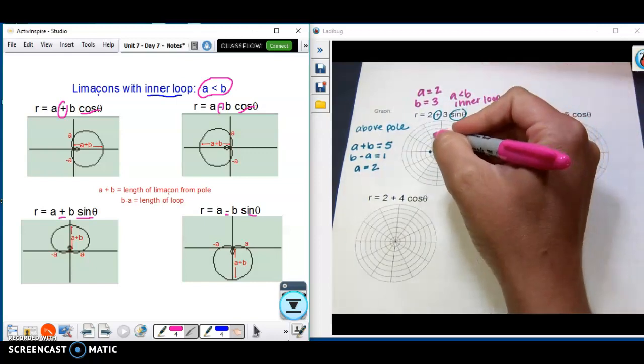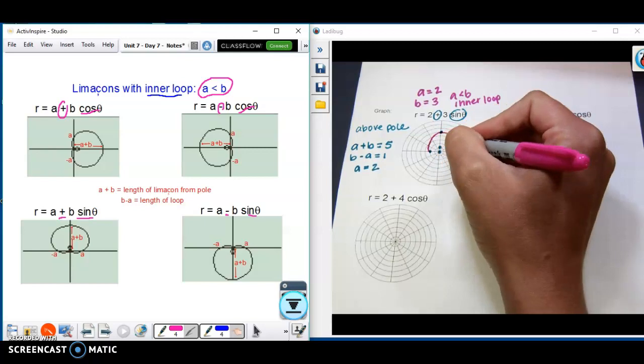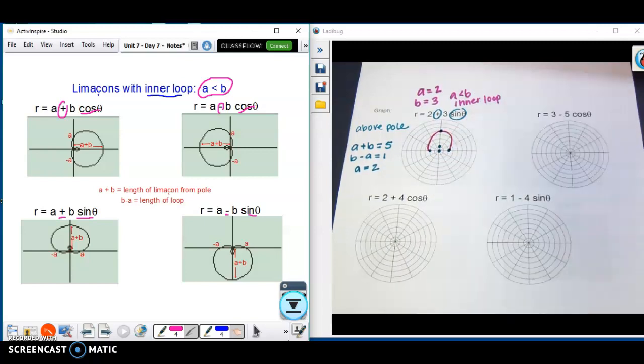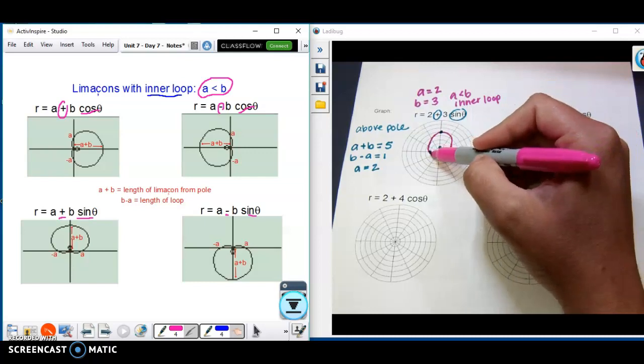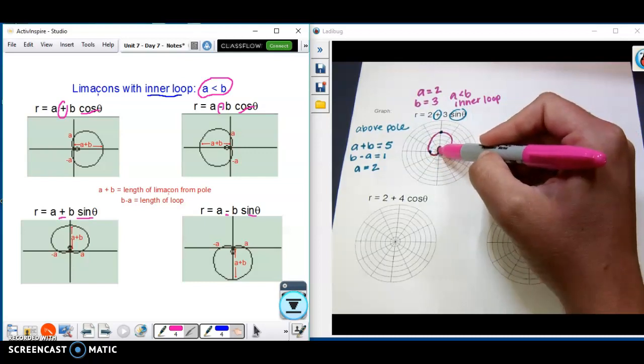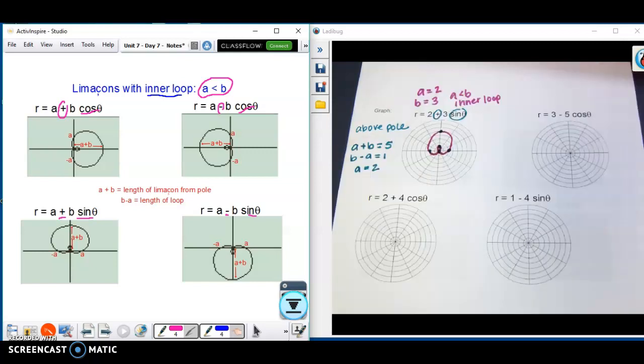For the top part, you're just going to connect, so make a circular shape. And then we have to draw our inner loop. So if you hit this pole, you can go up to your point for your loop, and then you can draw it down like that. So that is what your inner loop limicon is going to look like.